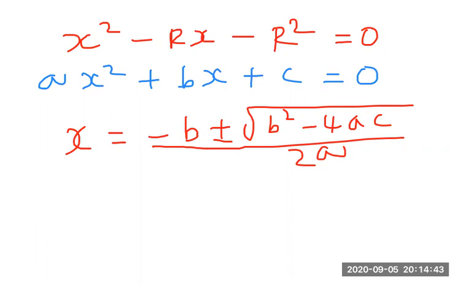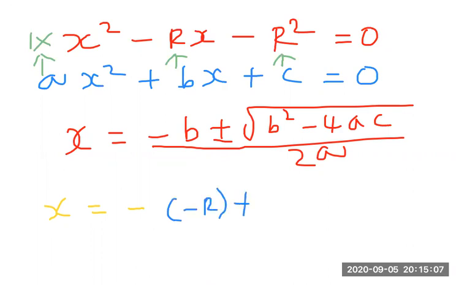Now, in this equation, what is A? The A value here, nothing is there, so I have to call it as 1. Here B value is minus R, C value is minus R square. So, what should I write? Minus of B value. What is B value? Minus R.